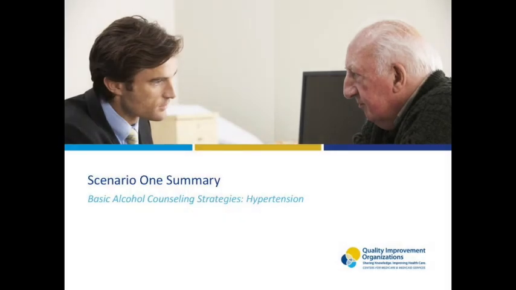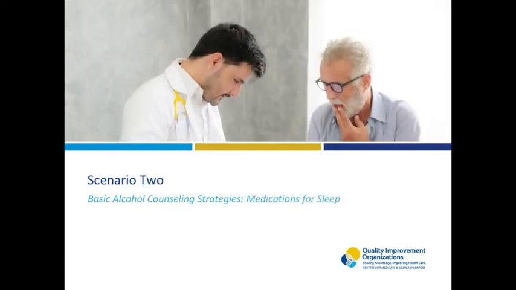Okay, this concludes our first role play. Notice that in this situation, the optimal outcome of not drinking above low-risk drinking guidelines was not reached, but the relationship between alcohol and high blood pressure was conveyed, and the clinician got the patient to make a personal behavioral commitment. We will now transition to our second role play of a patient on a medication that is contraindicated with alcohol use.